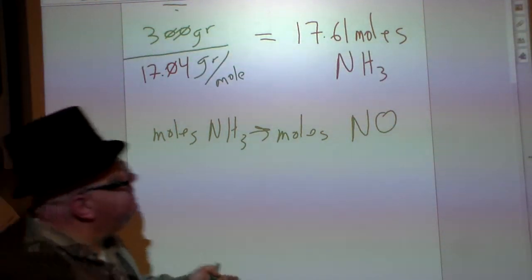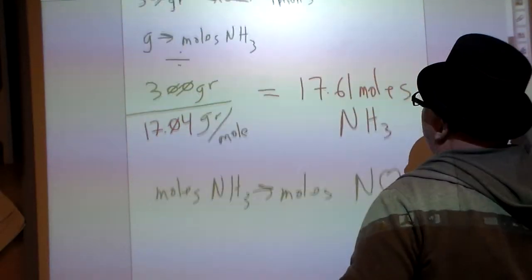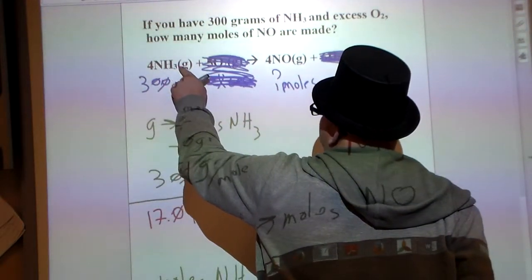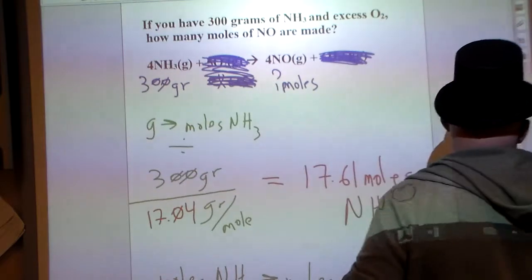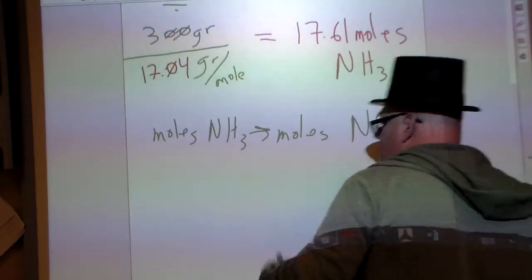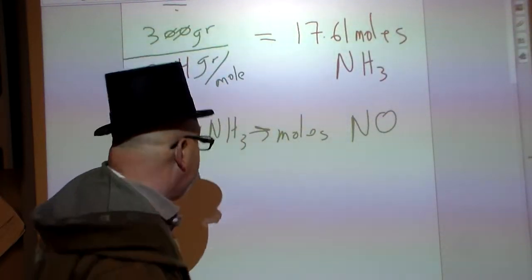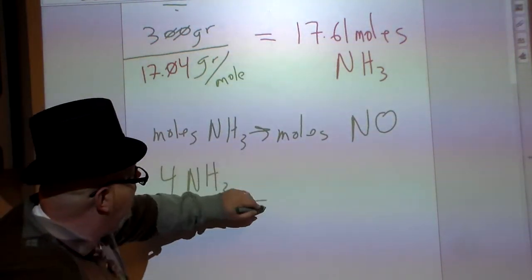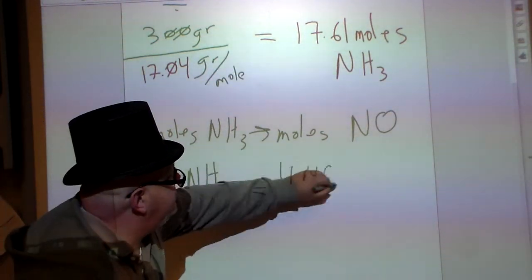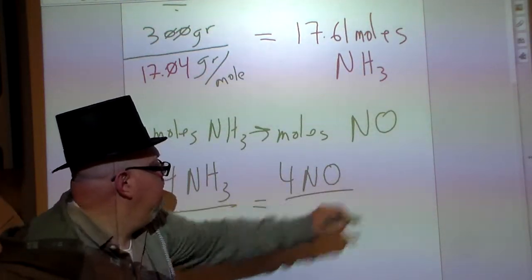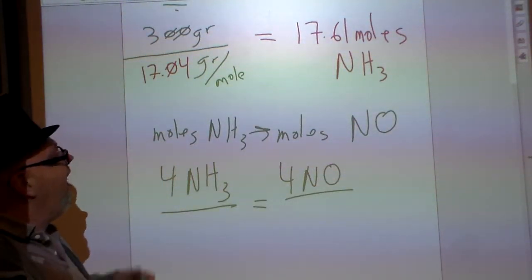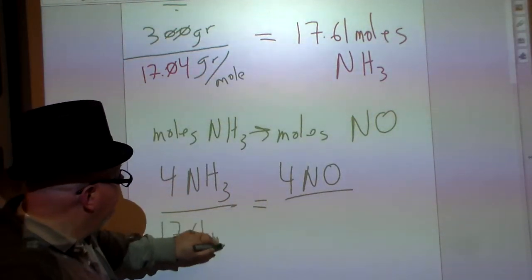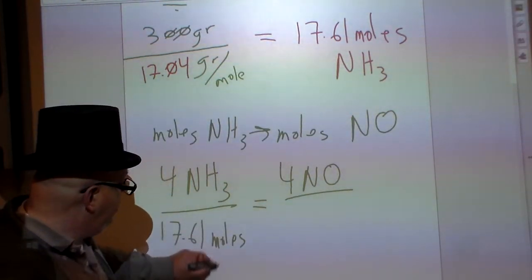And the equation says, according to our equation, for every 4 of these ammonias, these NH3s, I get 4 of these NOs. Okay. So if I have 4 of these NH3s, I know I'm going to get 4 of these NOs. Okay? So I have that. Now I happen to have 17.61 moles of NH3.